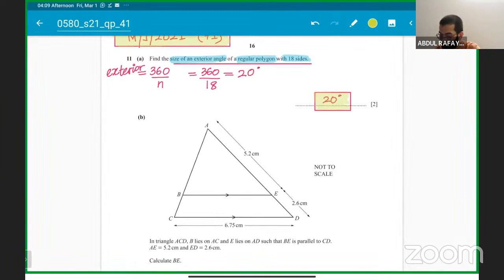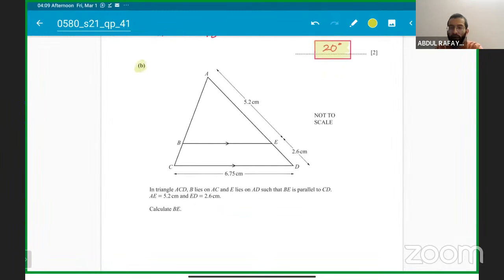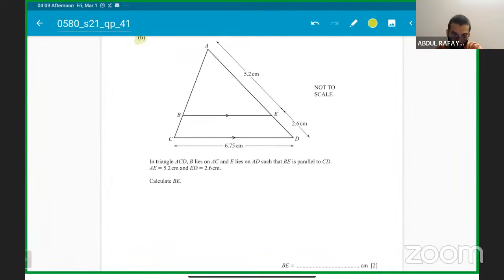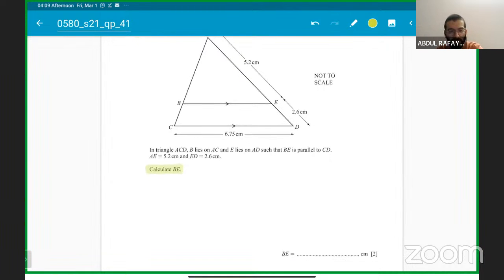This is not the main reason why we are doing the question. Part B is, because this is one of the common questions that is tested in the similarity concept. We have to calculate, students, the length of BE. Everyone with me? Guys, following?